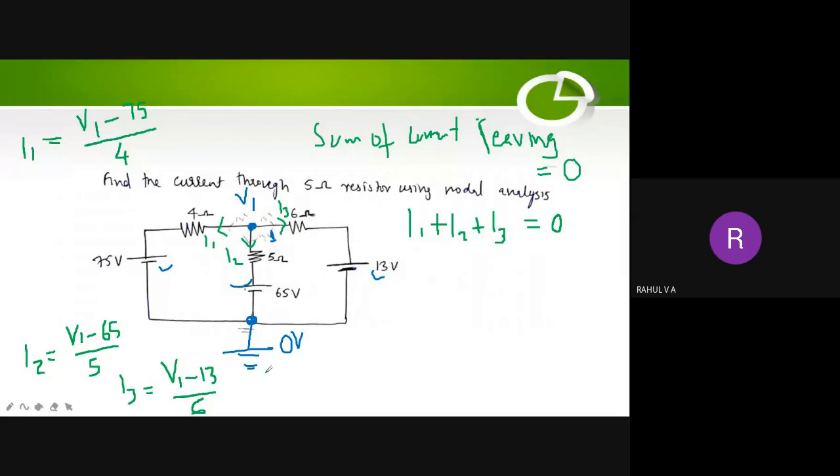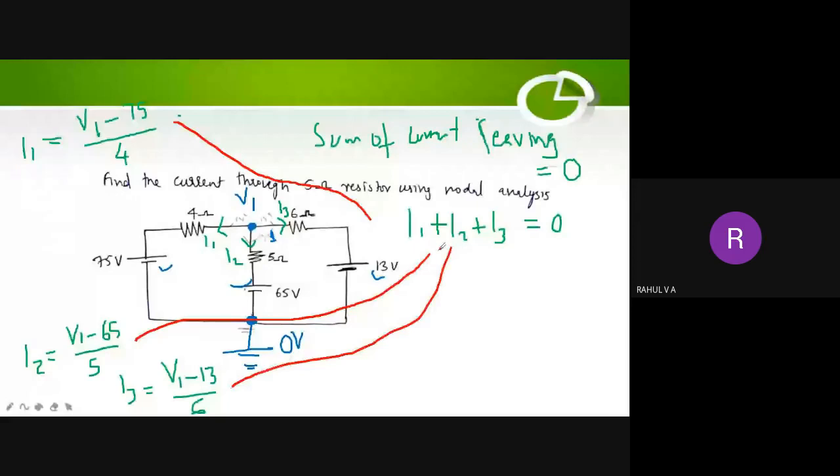Now what you do is, you got the value of I1, I2, I3. You just substitute these values into the main equation and tell me what is the value of V1. Okay, just find out and tell me what is the value of V1.